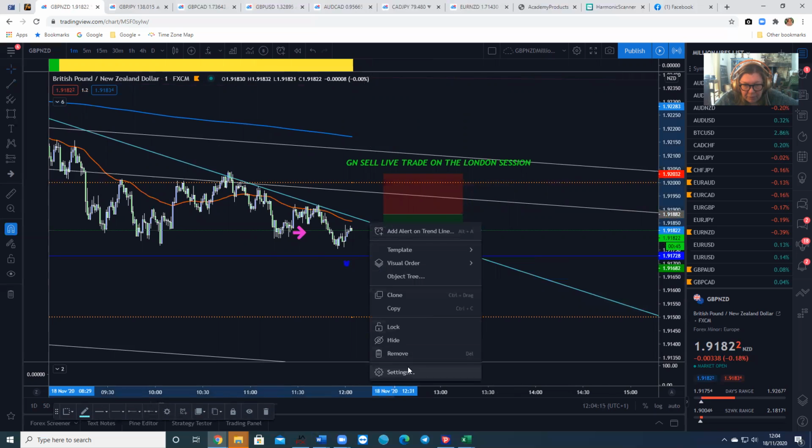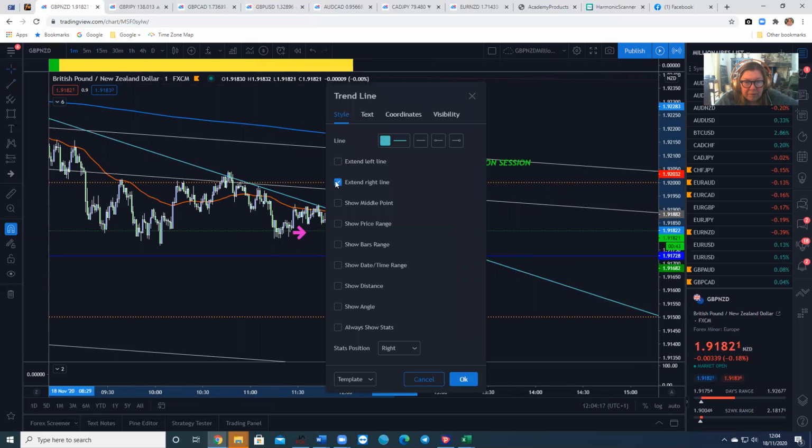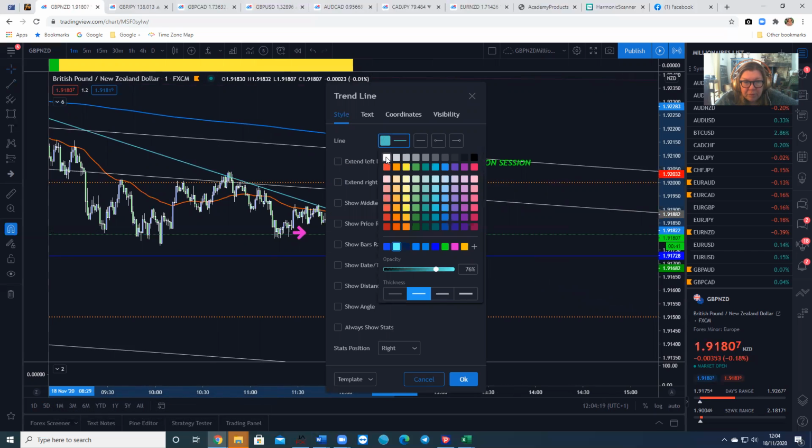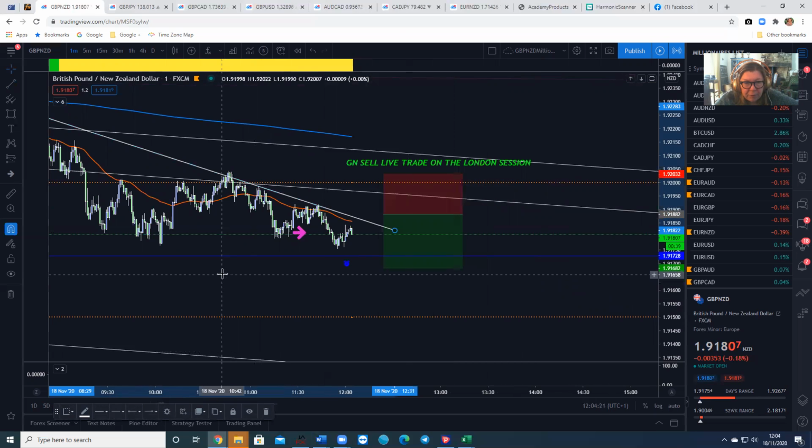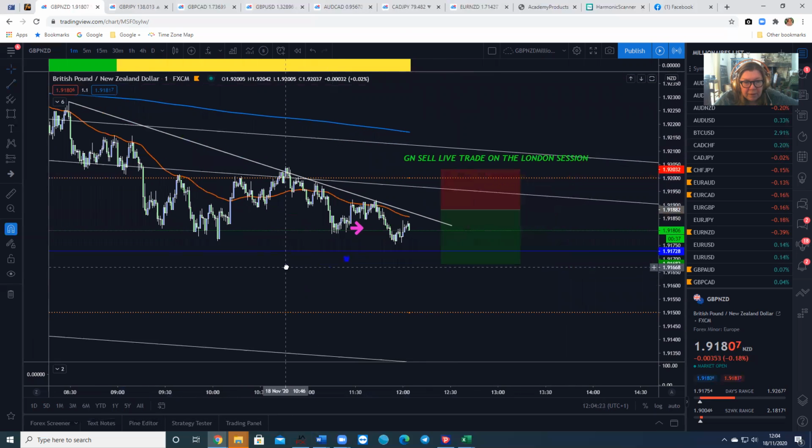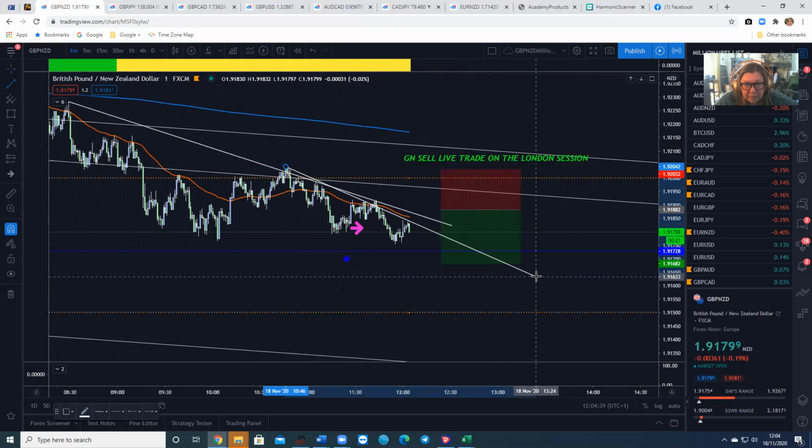I like to have everything in the same color because then my brain knows what it's looking at. It's like learning to drive, you know, without always having to think about it. And then once you're in a trade, you can draw your trade trend line, which in this case would be from here down, something like that. That's a bit too wide.